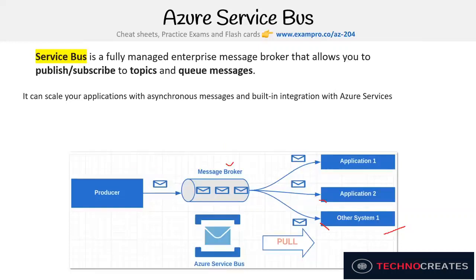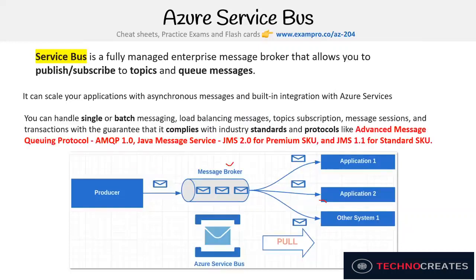target end applications. Some things we need to know is you can handle single or batch messaging, load balancing messages, topic subscriptions, manage sessions, and transactions with guarantees that it complies with industry standards and protocols like the Advanced Message Queuing Protocol, so AMQP, Java Message Services, so JMS, and other protocols there. So they're just saying, if you're already using very particular protocols, you can integrate with those.